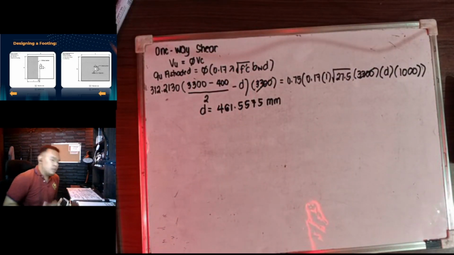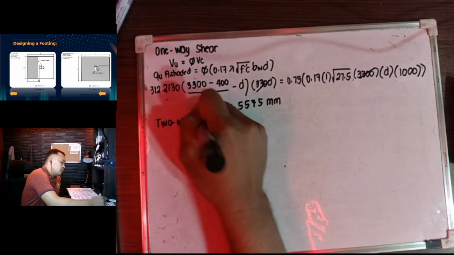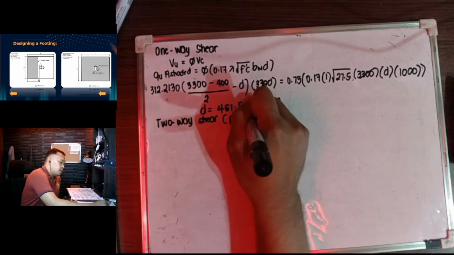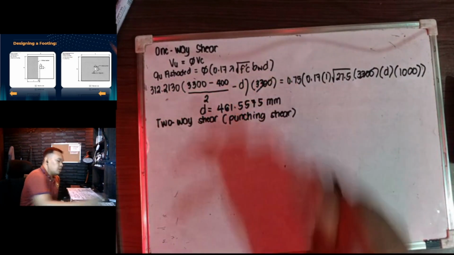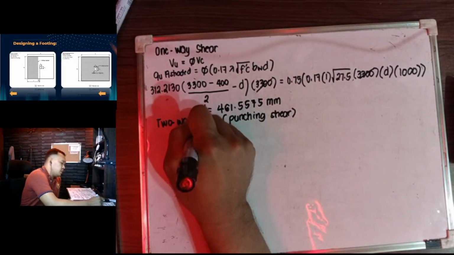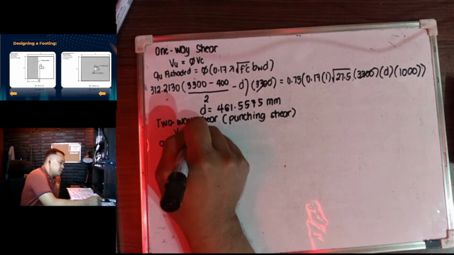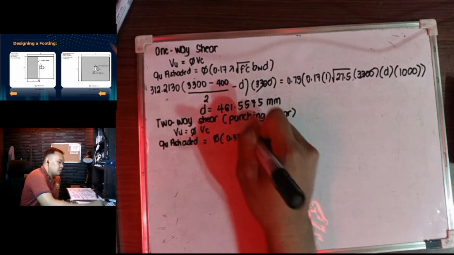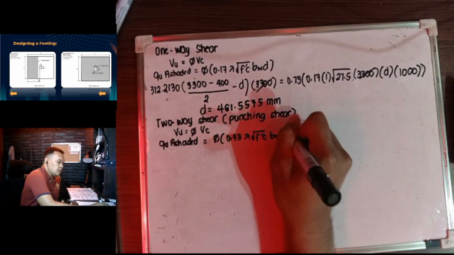Okay? Then, check for two-way tayo. Two-way shear or the punching shear. Okay. So, same formula. Vu is equivalent kay phi Vc tayo. Qu area shaded is equivalent kay phi times 0.33. Pakitanda yung formula ha. Lambda, the square root of f'c, bo d. Okay?